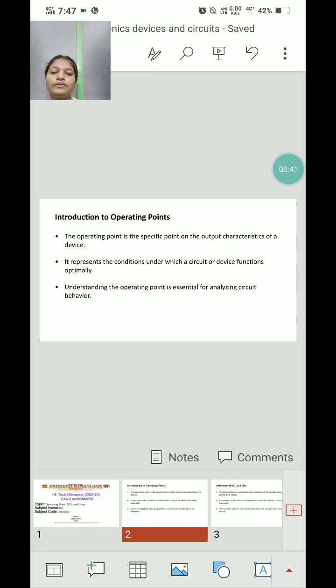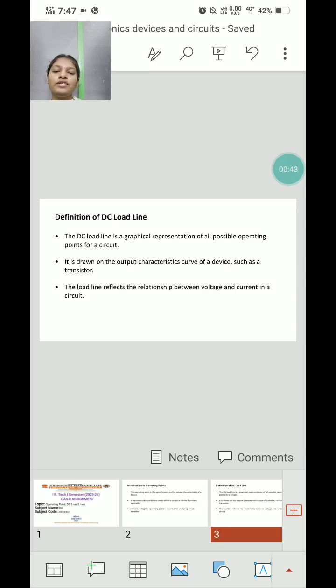Next, we can go through the definition of DC load line. The DC load line is a graphical representation of all possible operating points for a circuit. It is drawn on the output characteristic curve of a device such as a transistor. The load line reflects the relationship between voltage and current in a circuit.